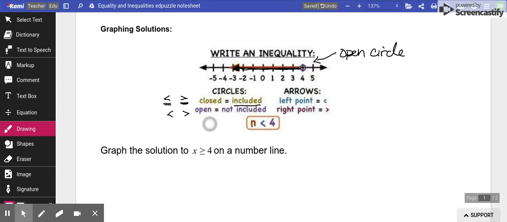So on your piece of paper or in your head, think about what the graph of the solution to x is greater than or equal to 4 would be. Would it be an open circle or a closed circle? Would you shade to the left or would you shade to the right?